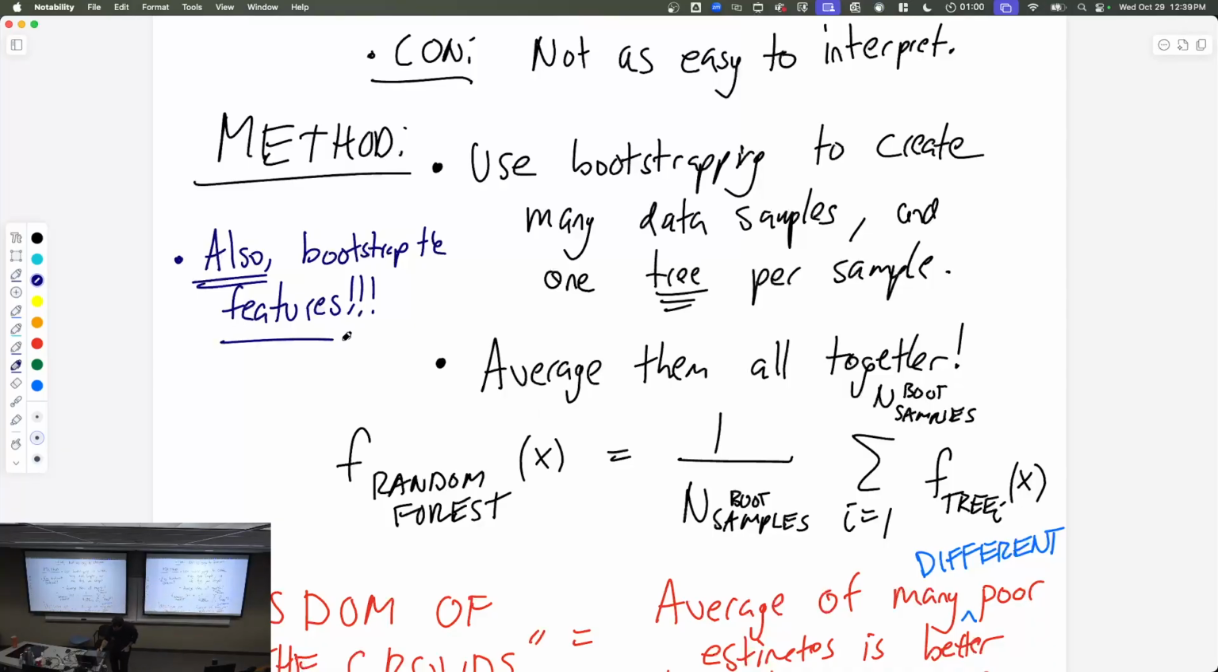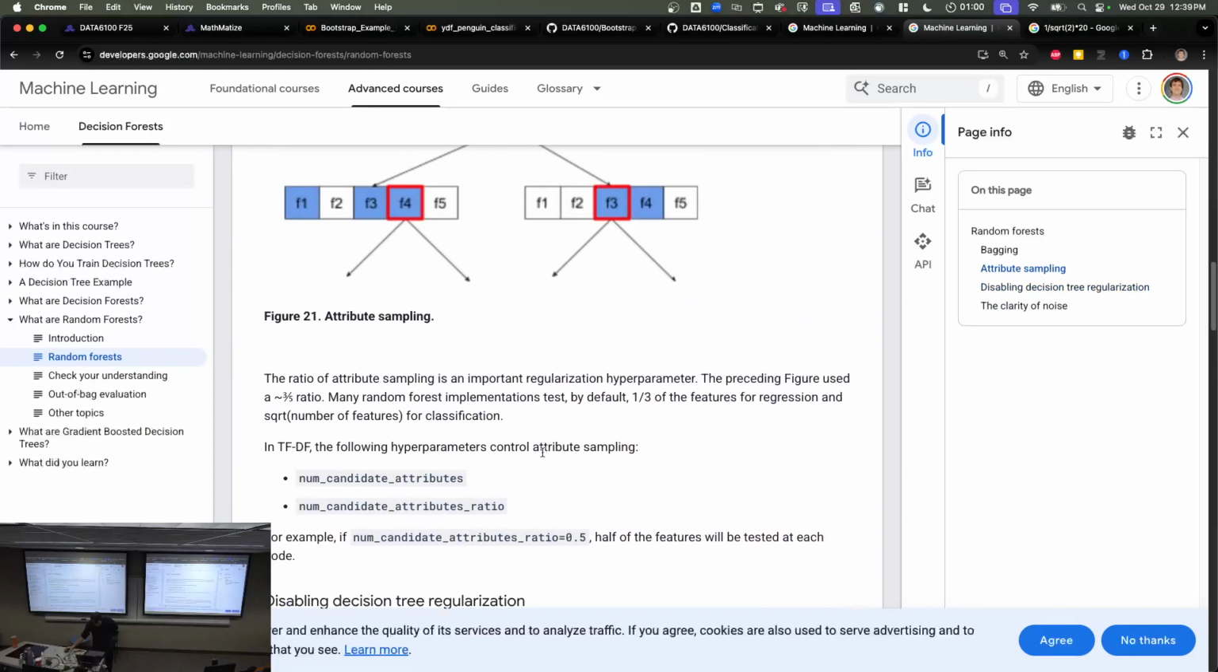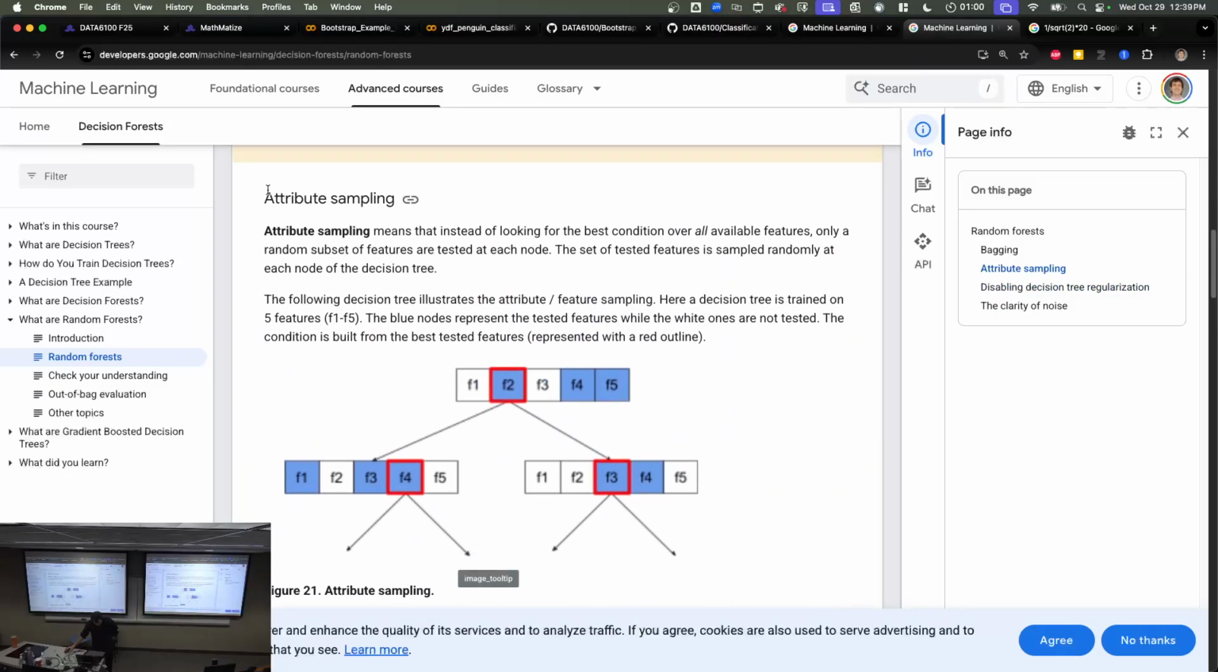And what do I mean by this? There's a nice picture in the Google developers course. I think if I go up a bit, it'll be here. Yeah, here it is. This is called attribute sampling. When we look at our tree, maybe our individual points have 5 attributes, F1, F2, F3, F4, F5. When we make our tree, we say this tree is only allowed to look at a certain subset of these. This tree in particular could only look at F2, 3, 4, and 5, or something like that. Here is the decision tree trained with 5 features. The blue nodes correspond to the tested feature, while the white ones are not tested. So you are not allowed to look at F1 and F3 for making this tree.